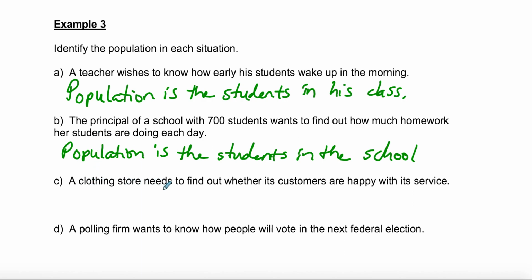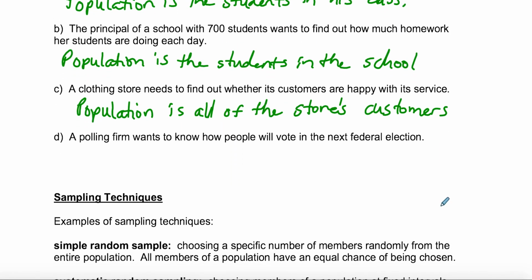A clothing store needs to find out whether its customers are happy with its service. So the clothing store has customers, and those customers end up being the population. A polling firm wants to know how people will vote in the next federal election. So we're talking about all of Canada. The population here would be everyone who would be voting in that federal election.